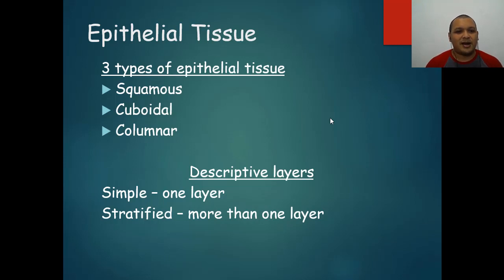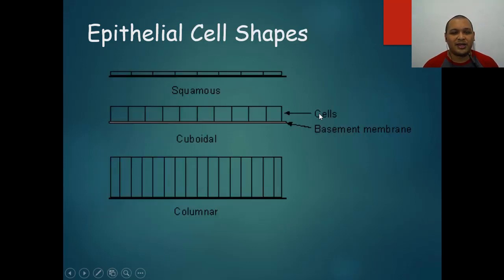And then based on the number of layers, we have two types. The first is simple, or only one layer, so only one layer thin. And then the second one we have stratified. So stratified is categorized based on the number of layers, which is more than one layer. Okay, so now we will have a look at a bit more detail. So this is, like I told you before, squamous seems like a scale, cuboidal is like a cube, and then columnar is mostly a long type of cell like this.